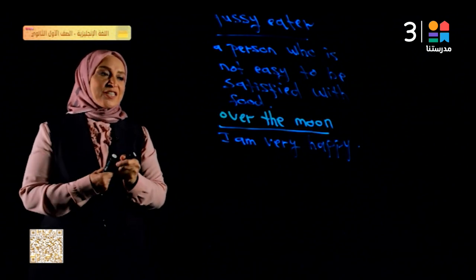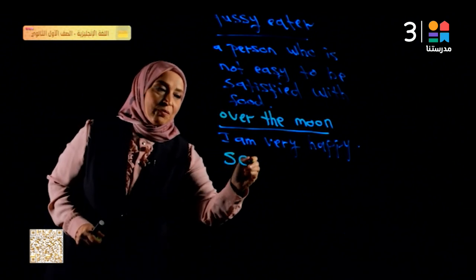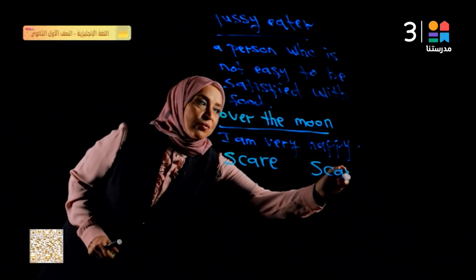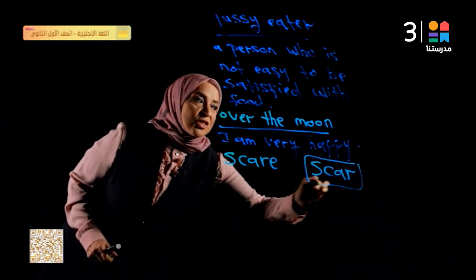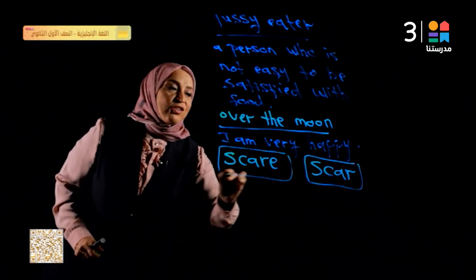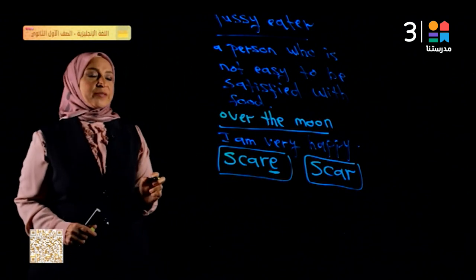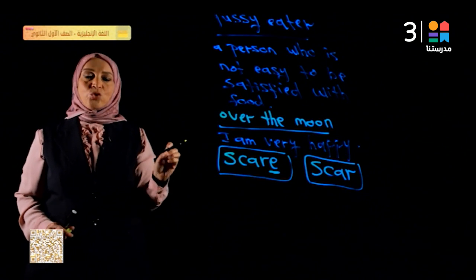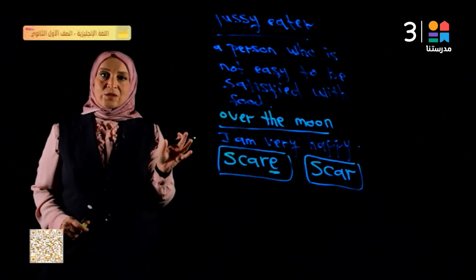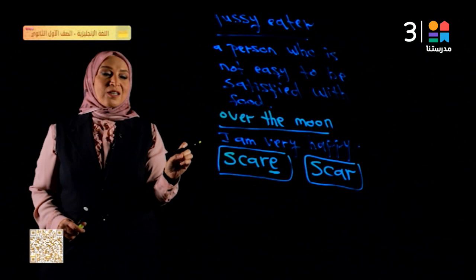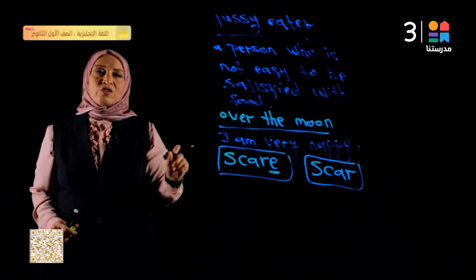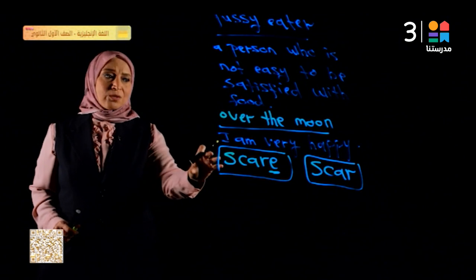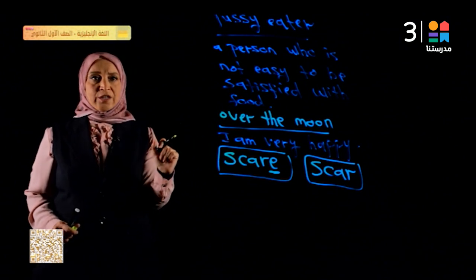We have the word scare and the word scar. What is the difference between scar and scare? Do you see the difference between them? Here, the letter E. What is to scare someone? To scare him means to make him afraid. So I can say that the terrifying dog scared the child. The terrifying dog scared me. Scared me means it made me feel afraid.